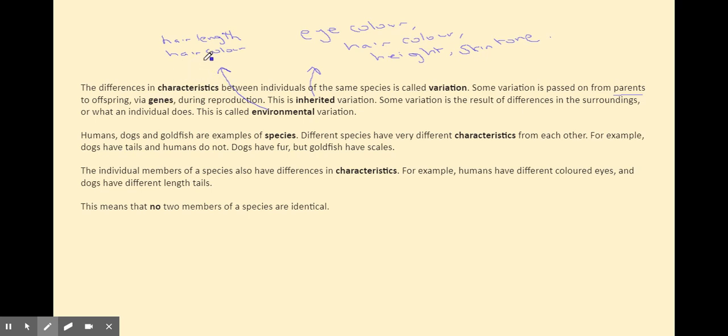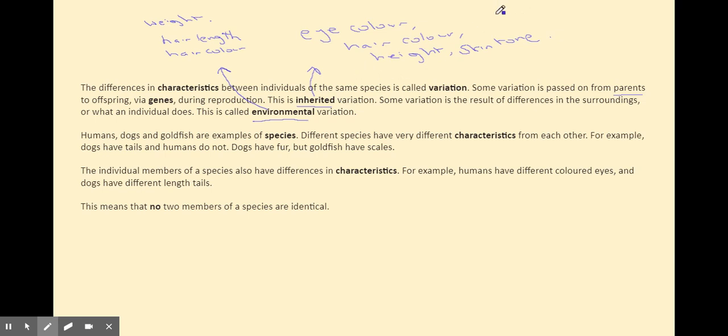Let's have a look. What else have we got on here? Thinking about what else could be. Weight could be environmental, you know, whether or not you have enough food, for example, and actually height could be as well, because that could be linked into having enough food. So it's really important that you understand the differences between environmental variation and inherited variation.